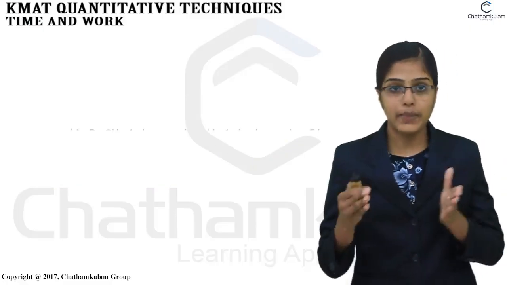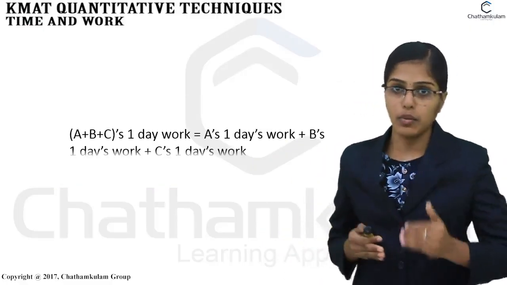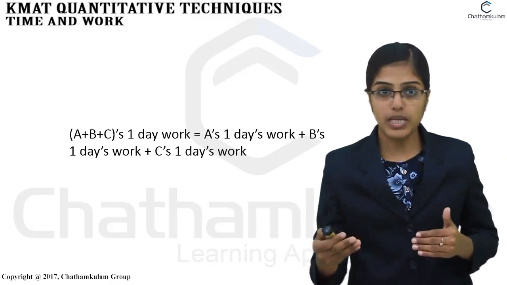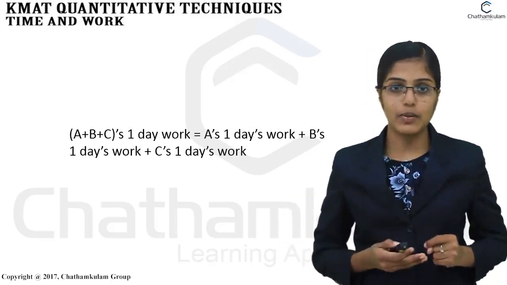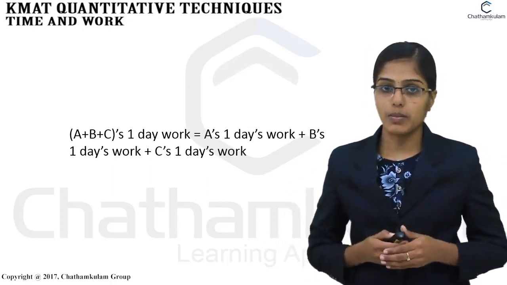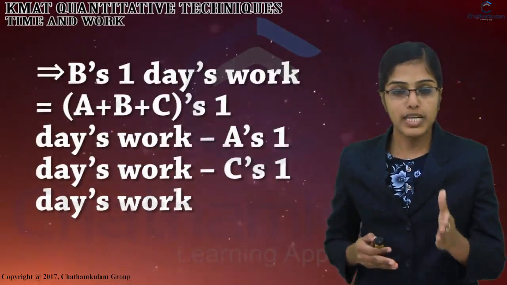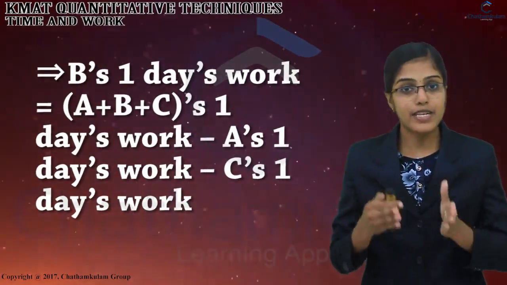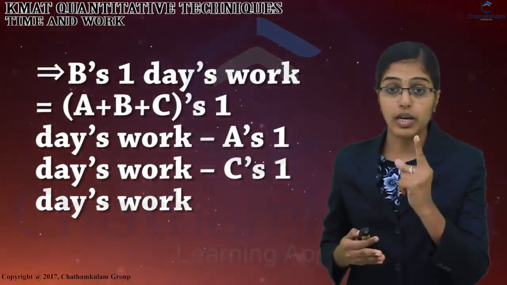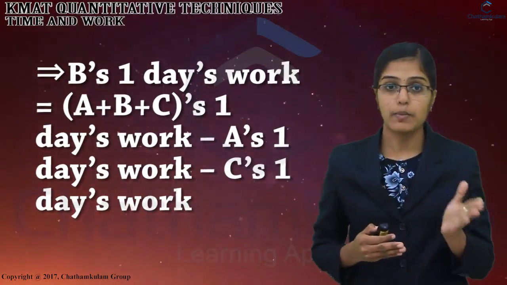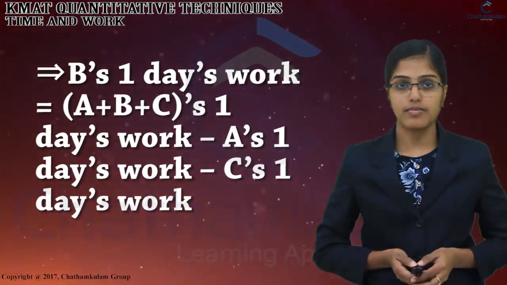Similarly, if A, B, C are working on a work, then A plus B plus C's 1 day's work is equal to A's 1 day's work plus B's 1 day's work plus C's 1 day's work. So B's 1 day's work is equal to A plus B plus C's 1 day's work minus A's 1 day's work minus C's 1 day's work.